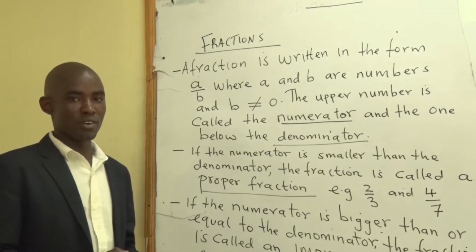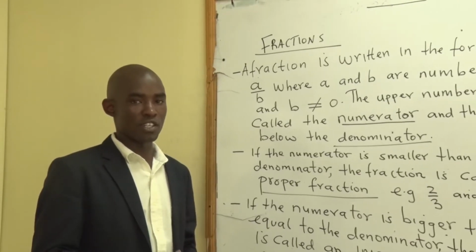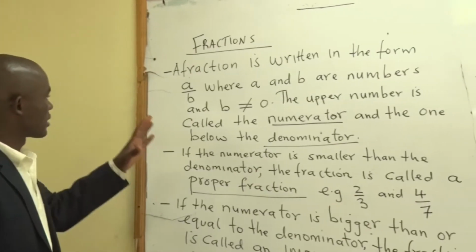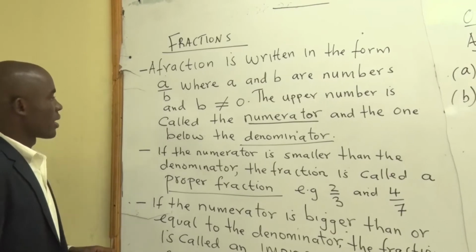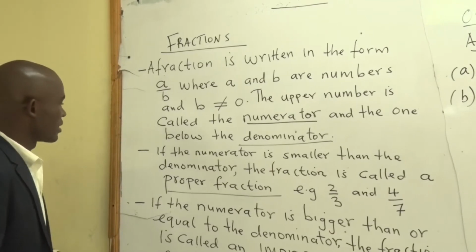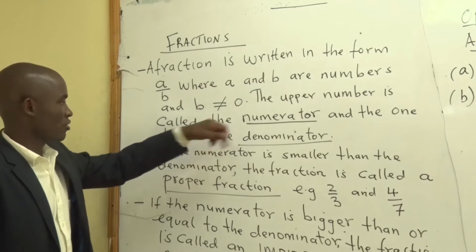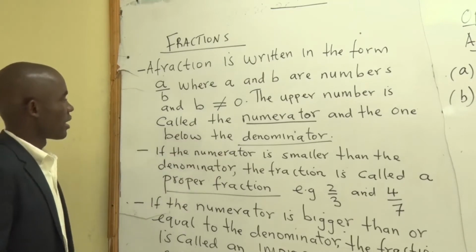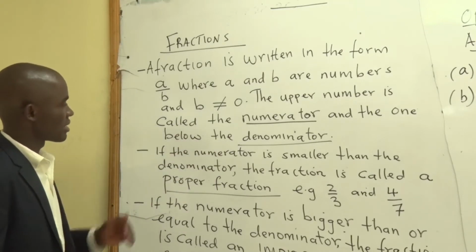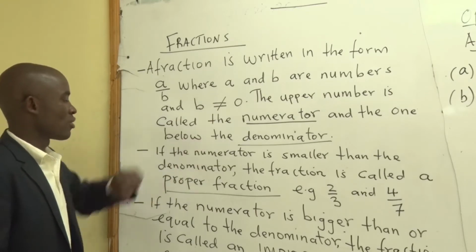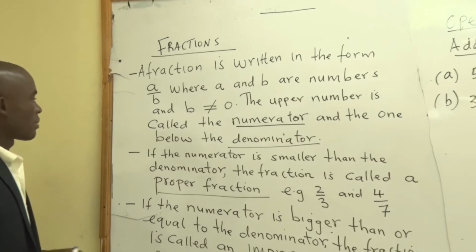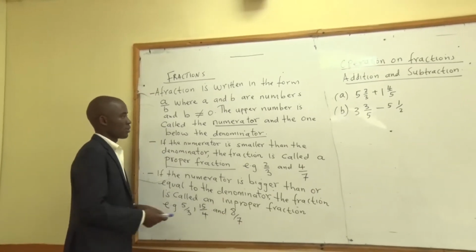Hello class, we're going to discuss fractions. Like I've written, a fraction is written in the form of A over B, where A and B are numbers, and B should not be equal to 0. It can be a number less than 0 or greater than 0, but it cannot be equal to 0, because any number divided by 0 is infinity, so it does not give us a fraction.